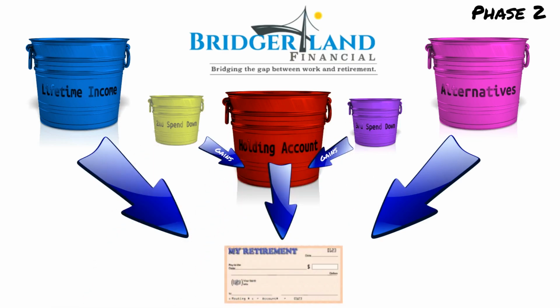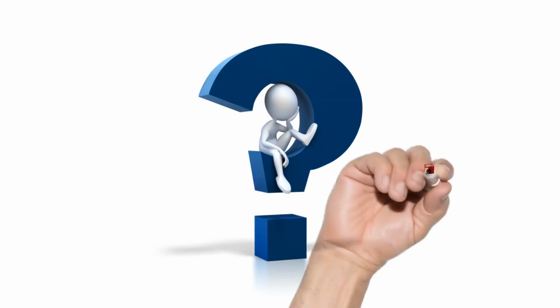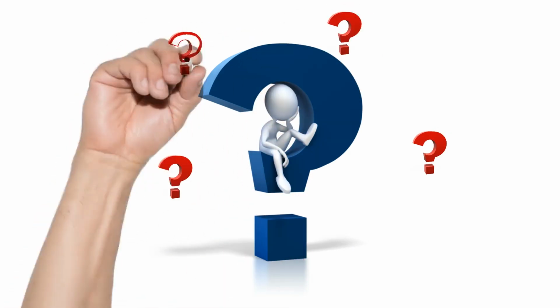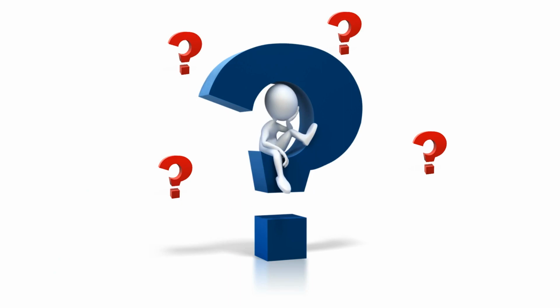So after seeing this system, you might be asking, how much can my paycheck be in retirement? How do I prepare to transition from work to retirement? How much should be in each bucket? How can I possibly keep track of all of this? That's where we come in.